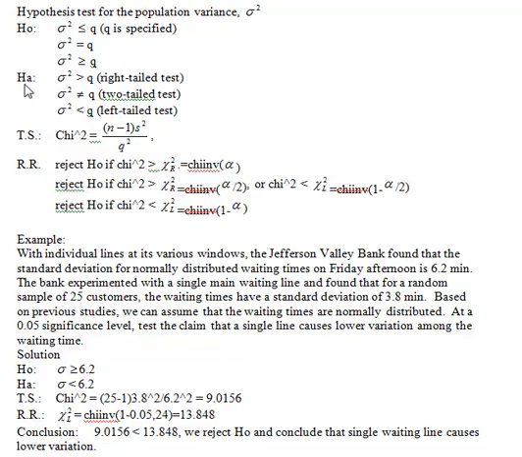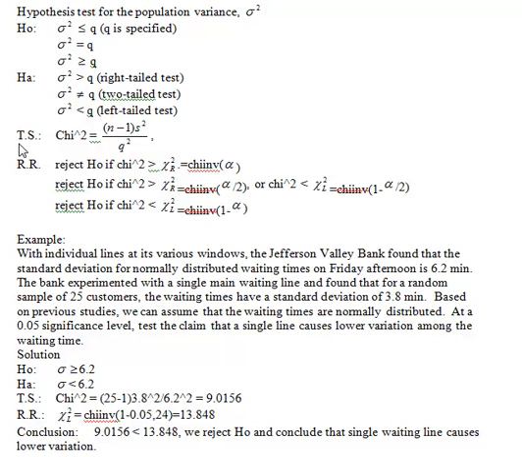Then the alternative hypothesis HA will be sigma square greater than Q if H0 is sigma square less than or equal to Q. HA will be sigma square not equal to Q if H0 is sigma square equal to Q. When you have not equal to, then we have two-tailed test. HA will be sigma square less than Q, a left tail test, if H0 is sigma square greater than or equal to Q.